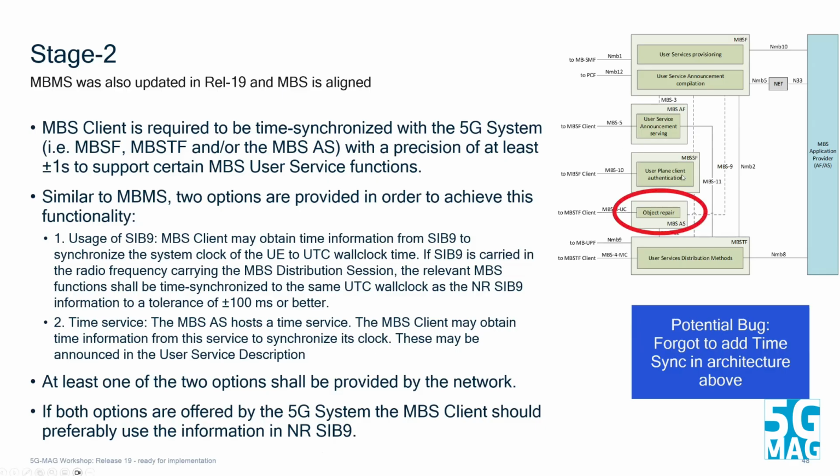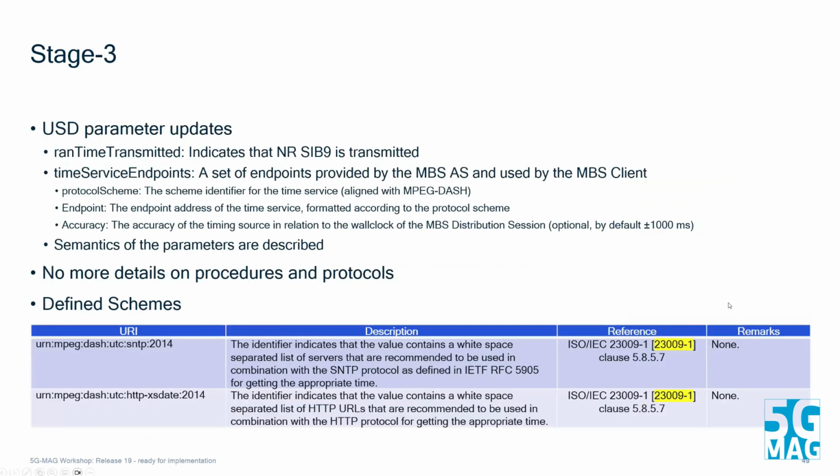This is the diagram. This time synchronization function is logically added to the AS because it's using a unicast connection. What I figured out when doing this today, there might be a potential bug because we added the time synchronization or the time service to the textual description, but we didn't add it to the diagram here. So now it's not necessarily a bug, but I think it would improve it because here it's object repair, but not time sync.